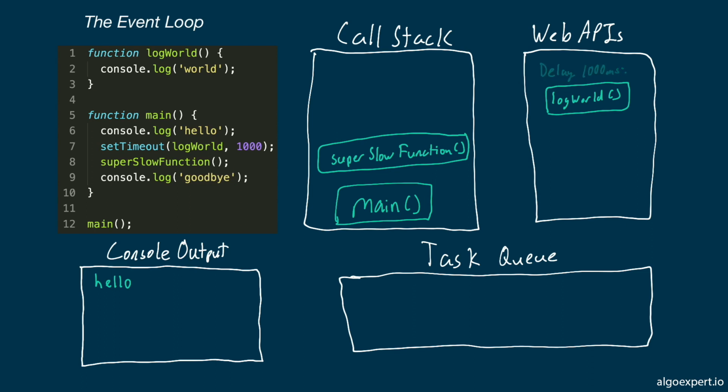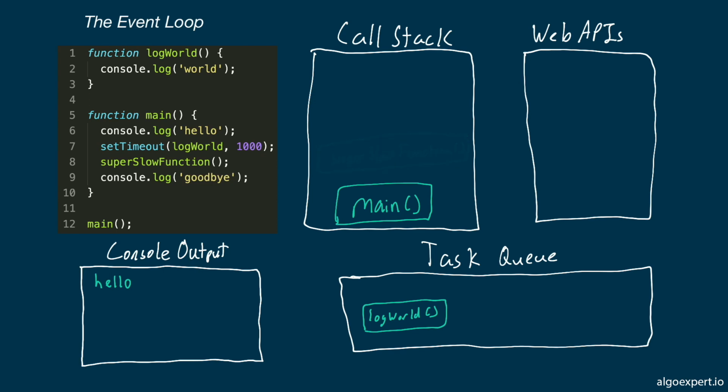During this time, the log world timeout might end, and it would get queued up in the task queue by the web API, but it's just going to sit there in the task queue and wait for the call stack to become empty. Once the super slow function finally does complete, it does get popped off of the call stack, which would mean that we can finally call the console log of goodbye. This gets pushed onto the call stack, and we log out goodbye.